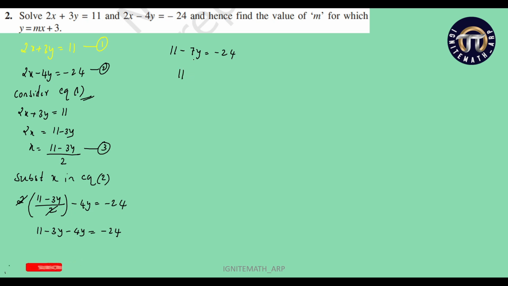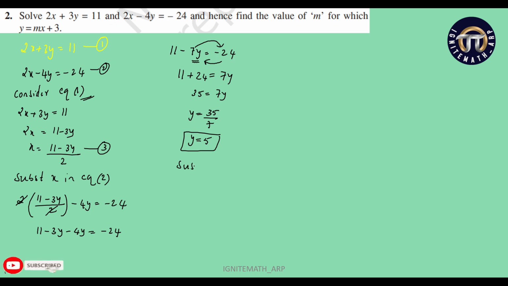Whenever I'm asking to find the value of x and y, it should be positive. So I will take this one over here, then 7y. I have shifted this 11 to the other side and the 24 to the other side. So I'll get 35 is equal to 7y. Then y is equal to 35 divided by 7. y is equal to 5 I get.